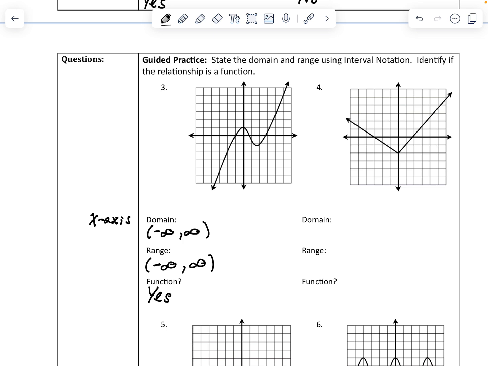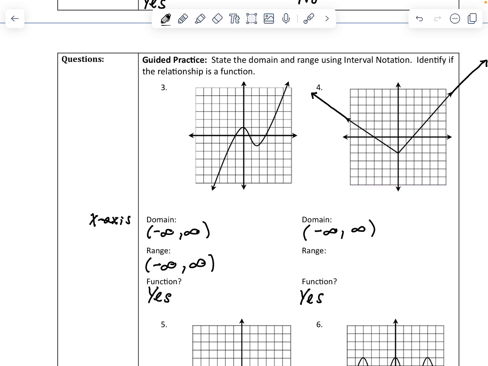All right, how about number 4? Function or not a function? It is a function. Yes, it would pass a vertical line test. I don't have repeated x values. But let's talk about the domain, in other words, my x-axis. What is it doing on the x-axis? Well, yes, it's going up, but it's also going to the right forever and ever. And on this side, yes, it's going up, but it's also going to the left forever and ever. So my domain along the x-axis is going to go from -infinity to +infinity.